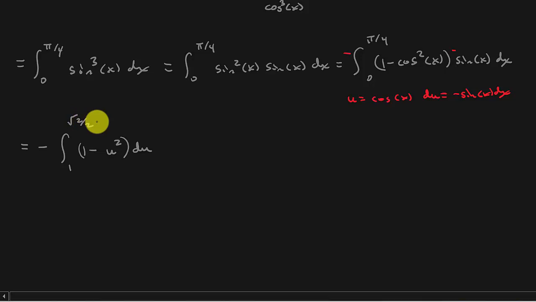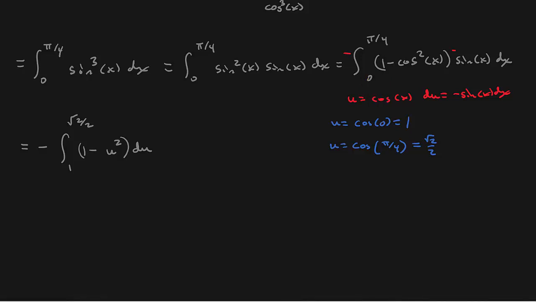So where did that come from? Well, since I'm changing my variables, I need to change my limits on my integral. So u equals cosine of 0, which is 1, right? Plug the 0 in for x, and that gives us 1. And then u equals cosine of pi over 4, which is square root of 2 over 2, and that's where that comes from. So remember, I know you had to do this earlier. If you're watching this video, you've done that.